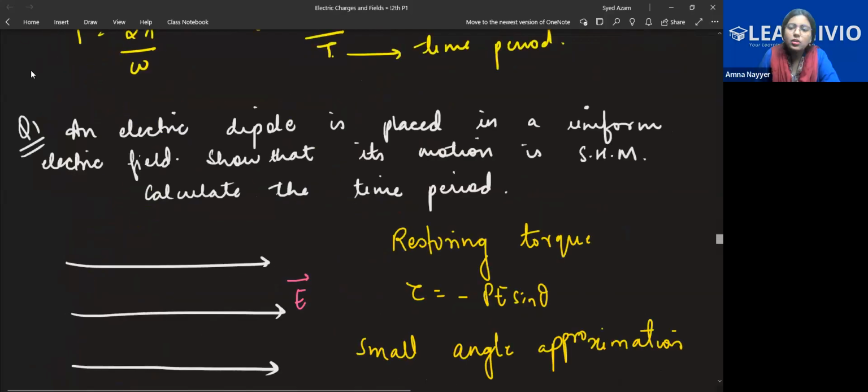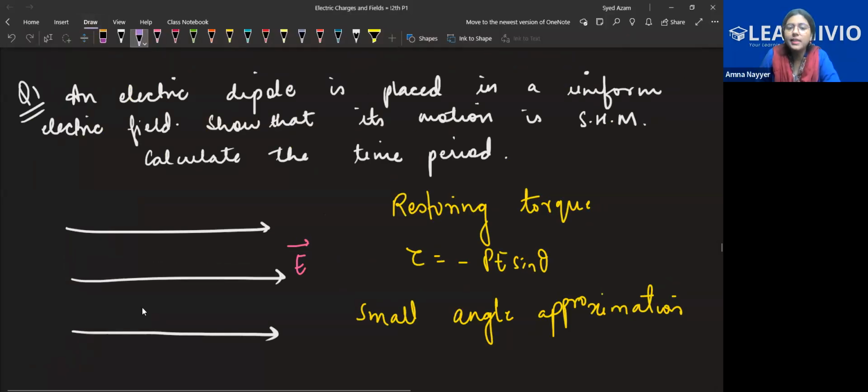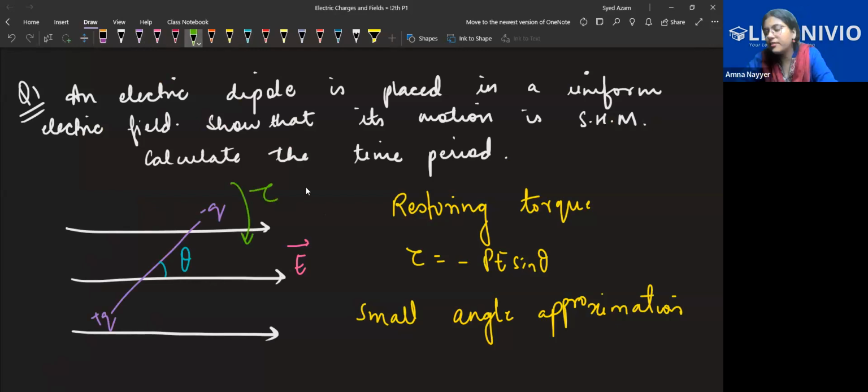There's a question which says an electric dipole is placed in a uniform electric field. Show that it exhibits SHM and calculate its time period. Suppose this is the dipole, plus Q and minus Q, making some angle theta with the electric field. Of course, torque will try to align it parallel to the electric field, and it will be parallel after some time, but the direction of torque will be in this manner.